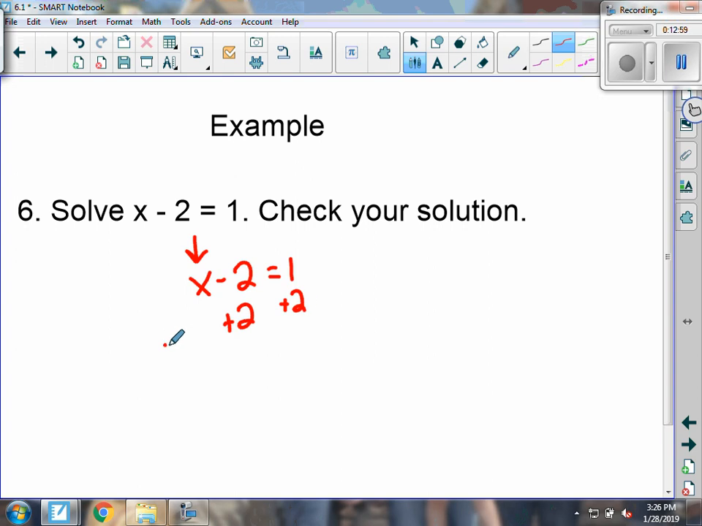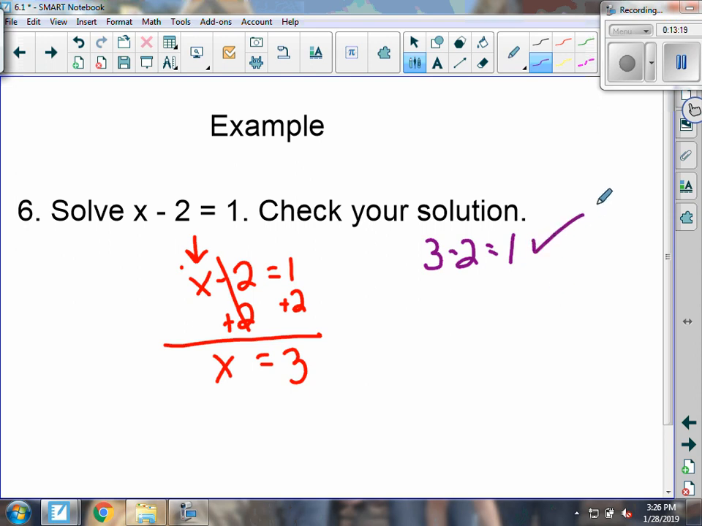You're looking for opposites. So I'll bring down my x. Those 2's cancel out. I have 1 plus 2, which is 3. So x is equal to 3. If I plugged that back in to my equation, I would have 3 minus 2 equals 1. Is that true? Yes, it is. So that means that we did that correctly. It's a good way to double check your work. If you plug in your number and it doesn't work out, then you've done something wrong.